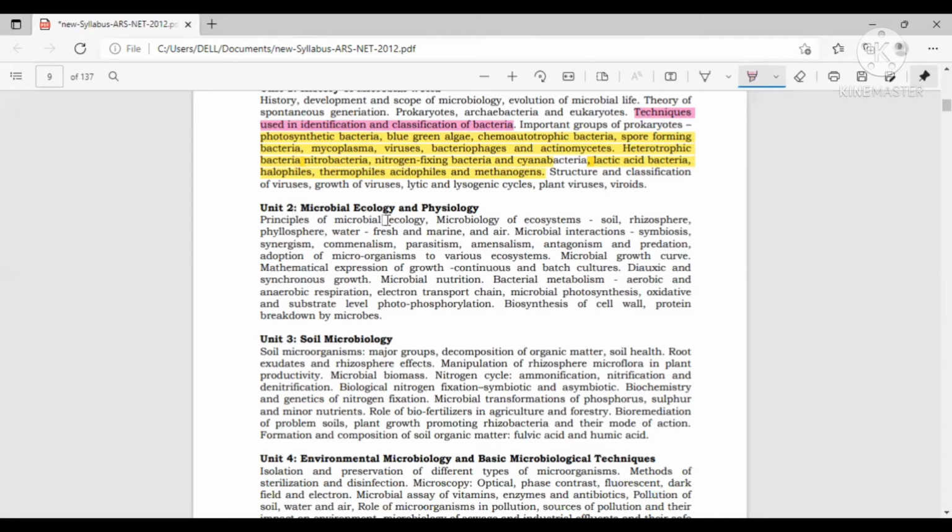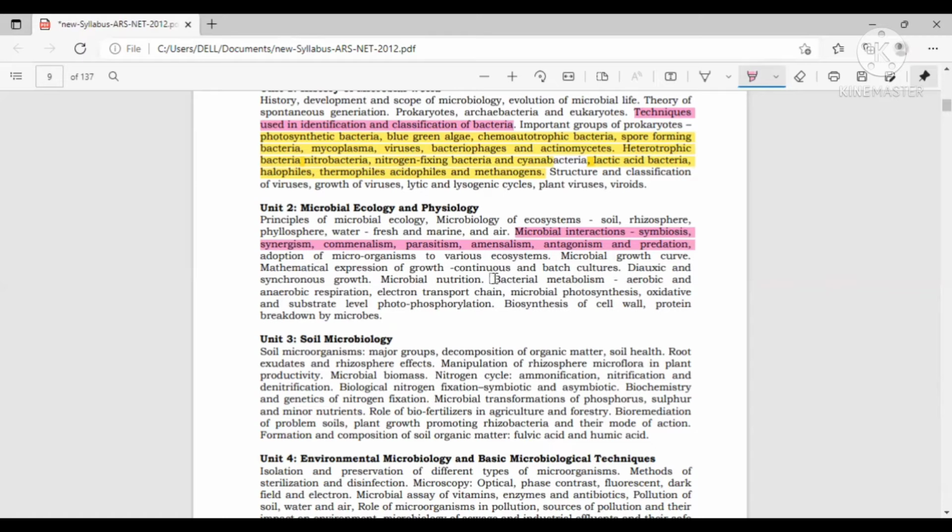Then the important part in the second module is microbial interactions. You start your preparation with microbial interactions in the second module. It includes symbiosis, synergism, commensalism, parasitism, amensalism, antagonism, and predation, almost all the interactions. Give examples for these interactions, and study all the characters of these interactions and their significance in maintaining the microbial population in our environment. That all has to be studied.